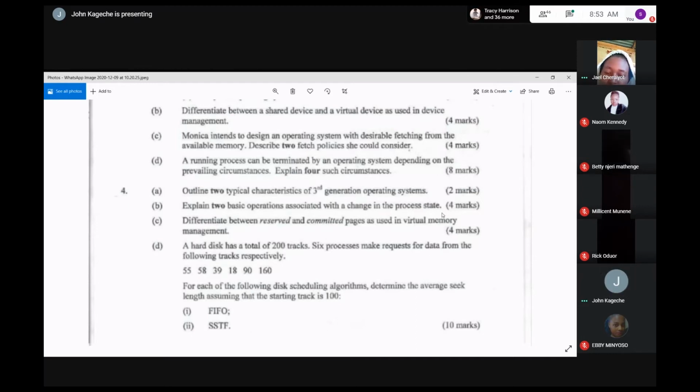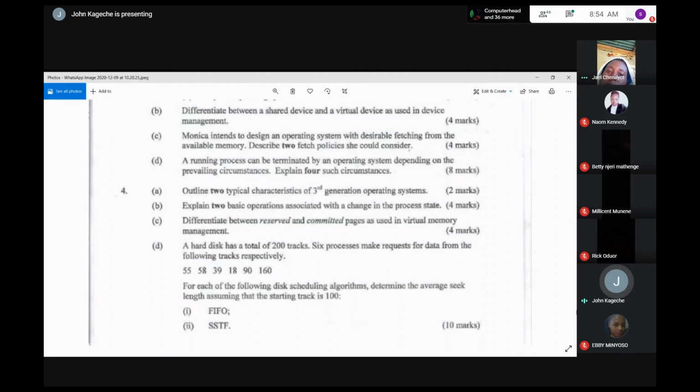Yeah. When a new process is spawned. Spawn of a new process. This word, the spawn of a process or the creation of a new process, or when a new process is spawned, it will result in what you're referring to as change of a process state. It could also be the issue of either it is blocked or unblocked, or it has finished. Yes, those are the basic operations associated with the change of a process state.